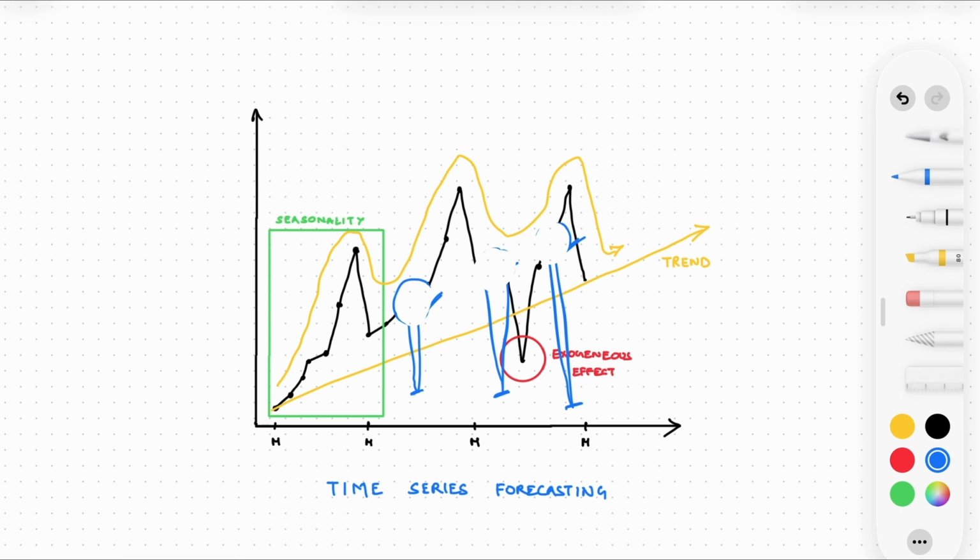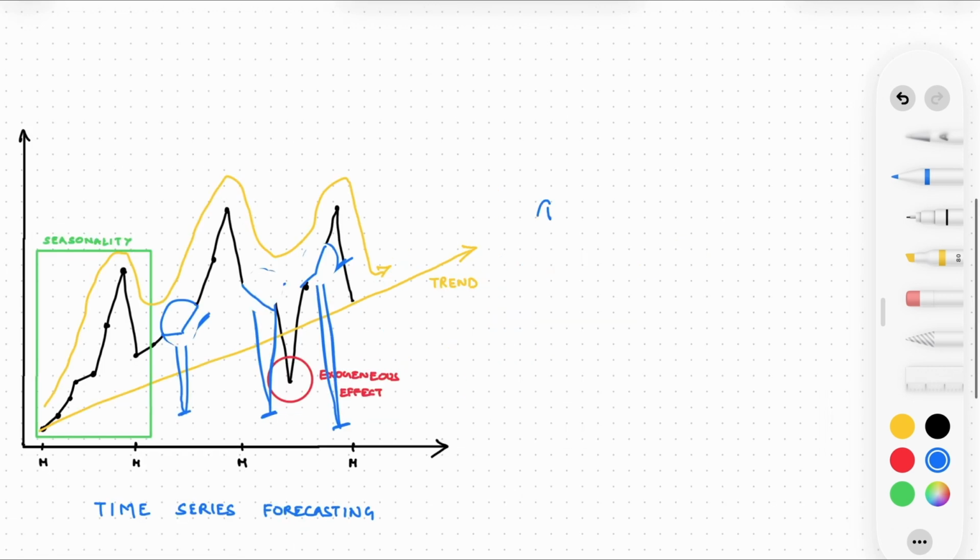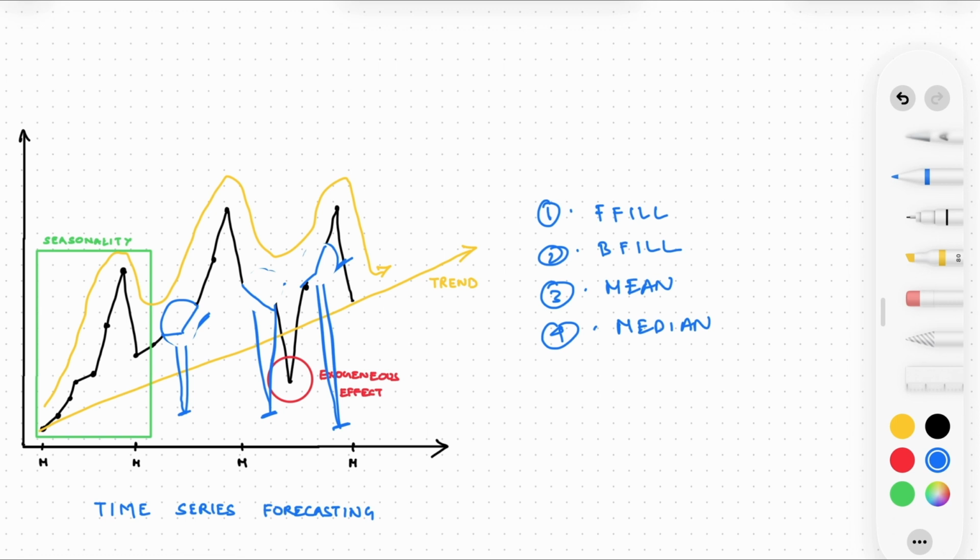We can try to fill it with, let's say, forward fill, or backward fill, or a mean value. We have multiple methods. So we have forward fill, we have backward fill, we have mean values, we have median values. In case the data is skewed, we can fill it with zero, and there are multiple other strategies for it.